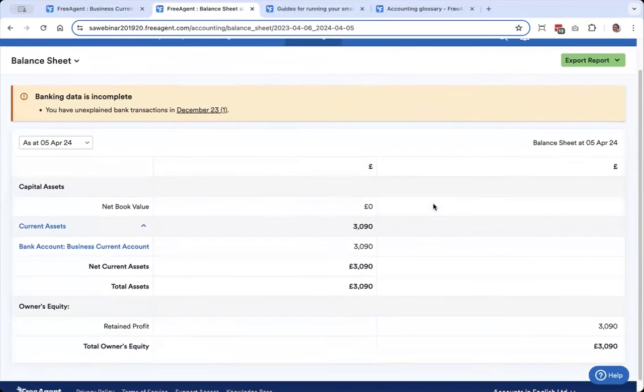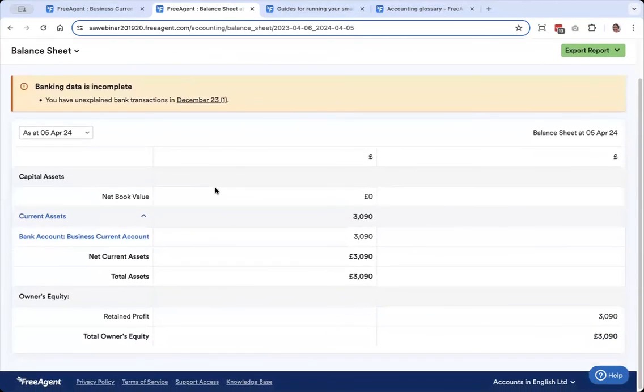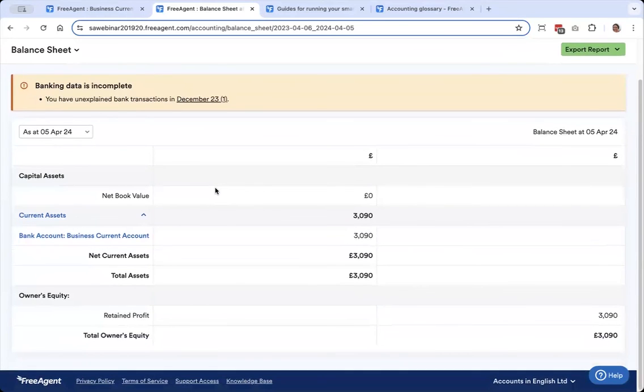The last report I want to show you is this one here, which is called a balance sheet. A balance sheet is a snapshot as at a given point in time of how much your business owns and how much it owes, your assets and your liabilities.